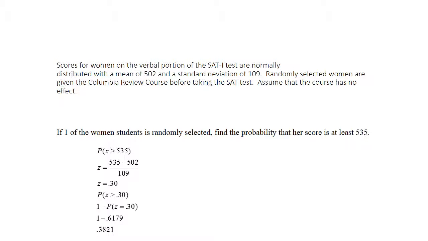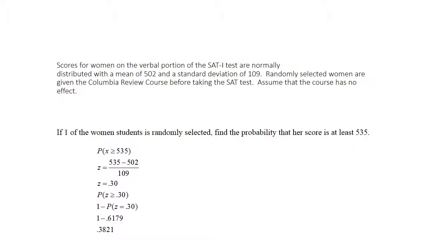The first question asks, if one of the women students is randomly selected, find the probability that her score is at least 535. This is a basic normal distribution problem. We have to find the probability that x is greater than or equal to 535.